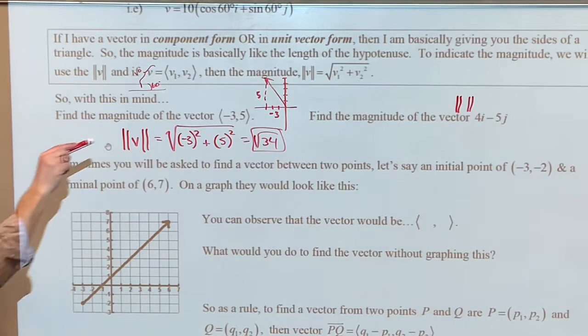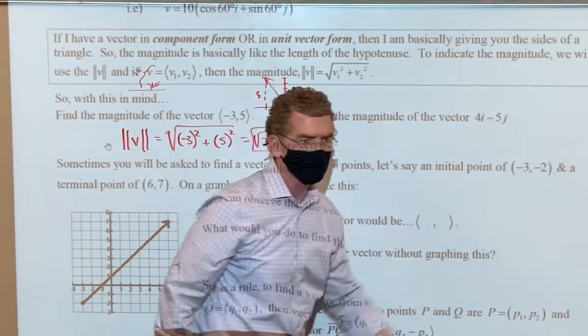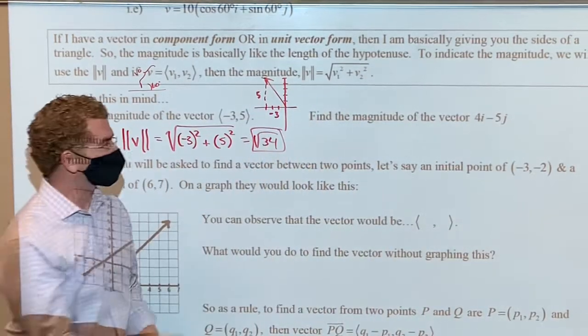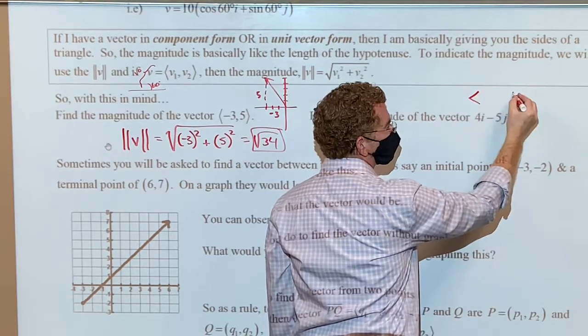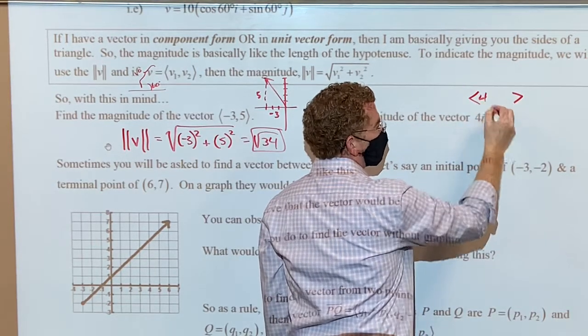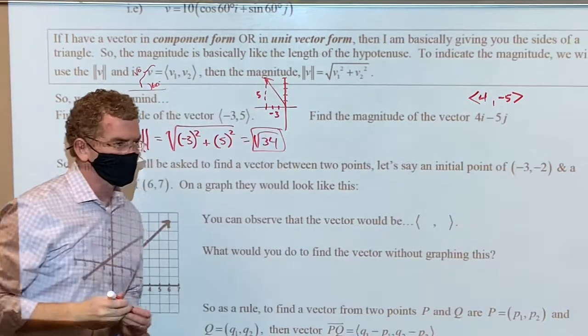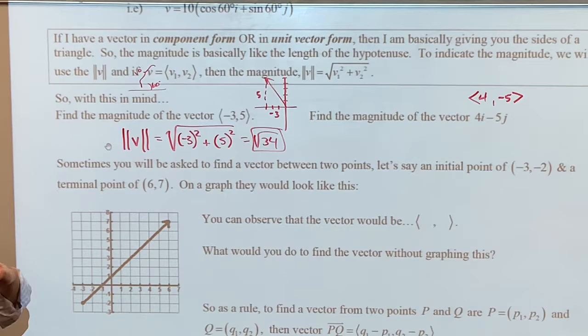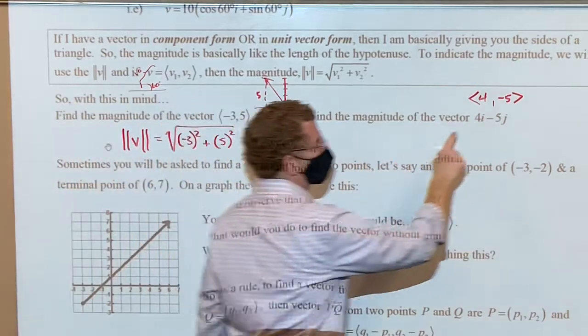Now, if you see it written like this, is that going to freak you out if I put it in unit vector form? Hopefully not, because writing it like this is the same thing as writing it with the brackets, with the 4, comma, -5, isn't it? Y'all seeing that? Make sure if you use the brackets, you don't have the plus in there. You have a comma, the i's and the j's go away. But either way, this is telling me to do what?